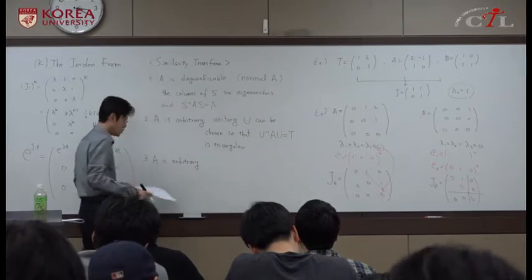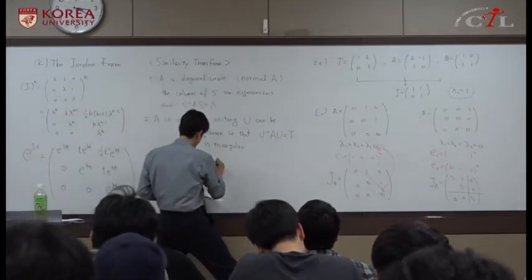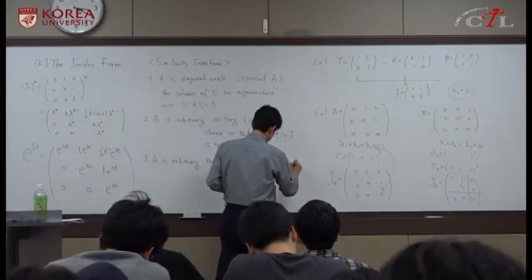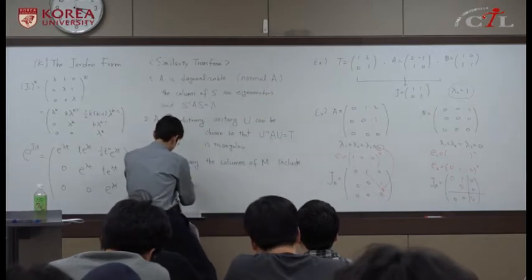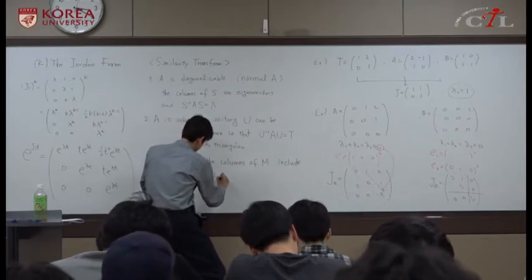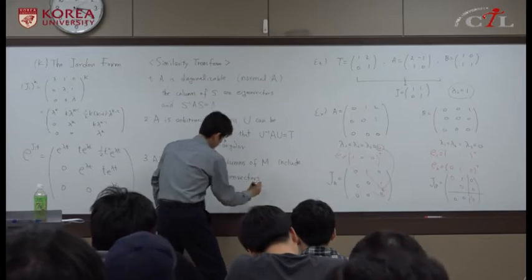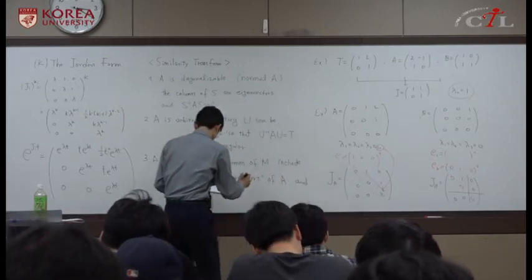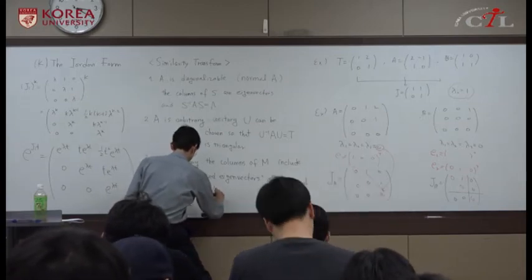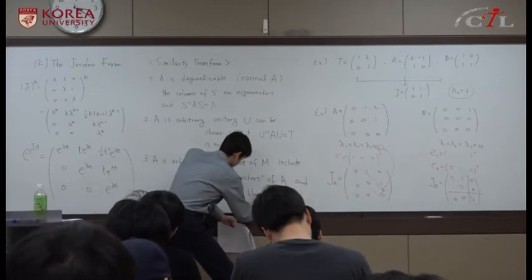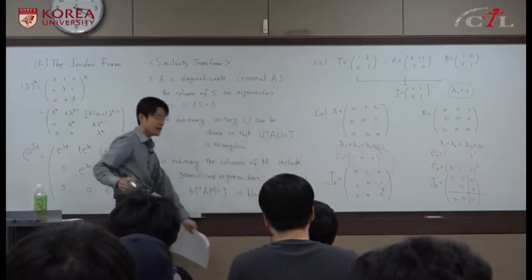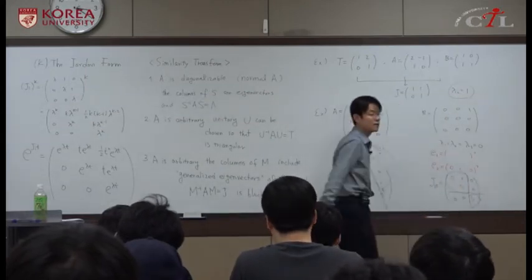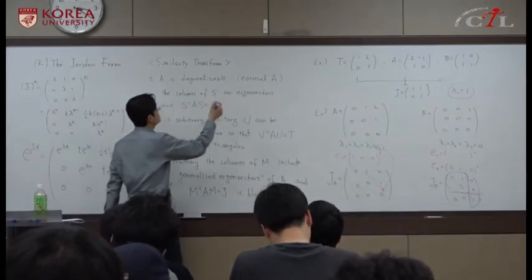More generalized: A is arbitrary, and the columns of M include generalized eigenvectors of A, and the form is given: M inverse A M is block diagonal. Although it's not a diagonal matrix, it is block by block diagonal. So it's block diagonal. 4. Square matrix.